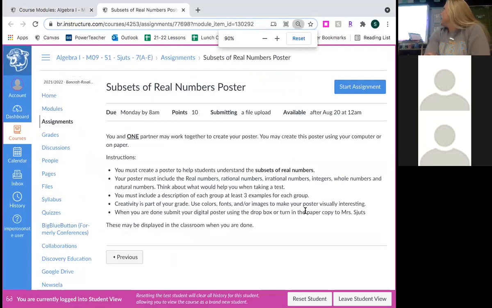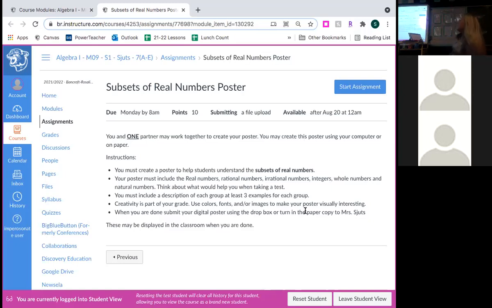So this is what it is. You and 1 partner. Don't ask me about a group of 3. You may create a poster using your computer or on paper. You must create a poster to help students understand the subsets of real numbers. Think about, for example, when I made the posters that are around the room, I asked what are things that are kind of hard to remember? What would help people remember them? Let's make it look visually interesting and put it on the poster, okay?